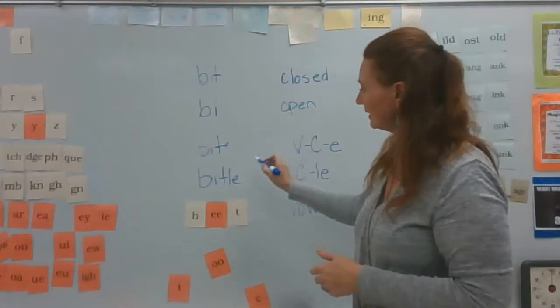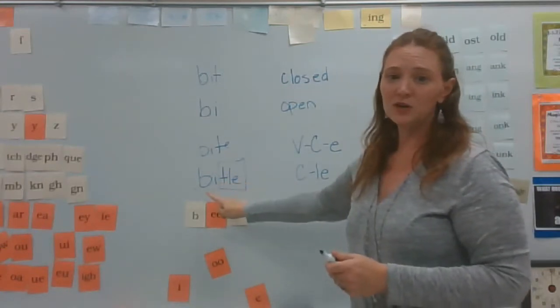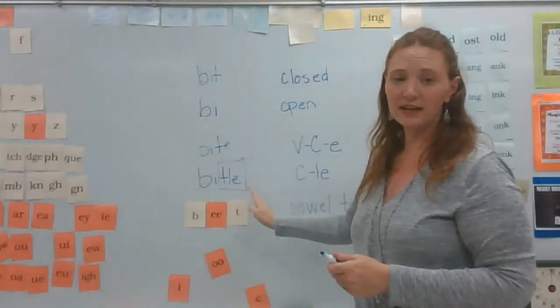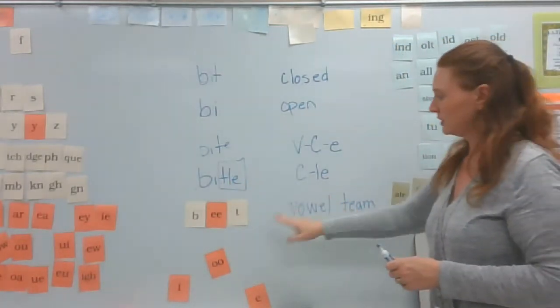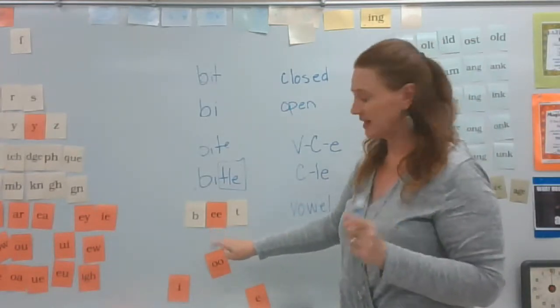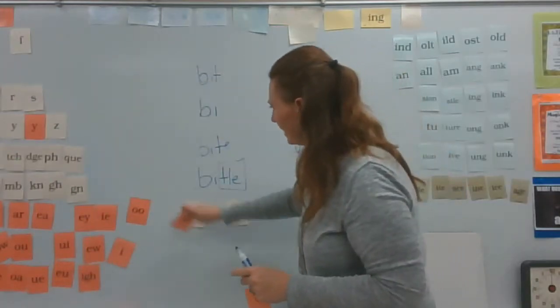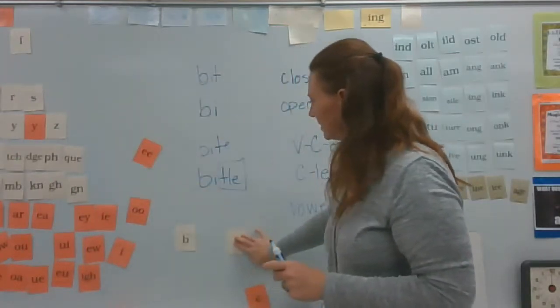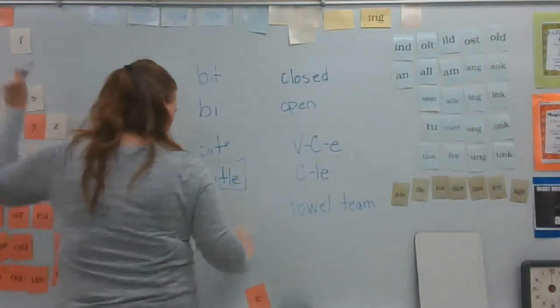A consonant LE syllable, which is just the final syllable in which you have a consonant directly followed by an LE every time. A vowel team in which we have two vowels standing directly next to each other making one sound and working as a team. And the final of the 6 major syllable types is R-controlled.